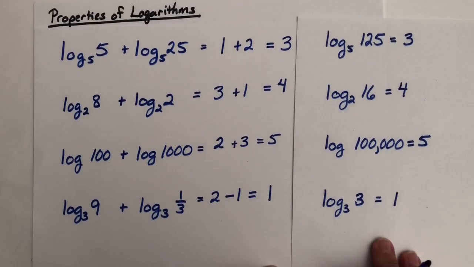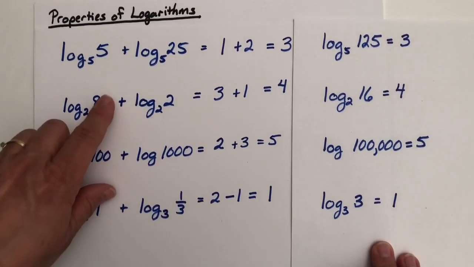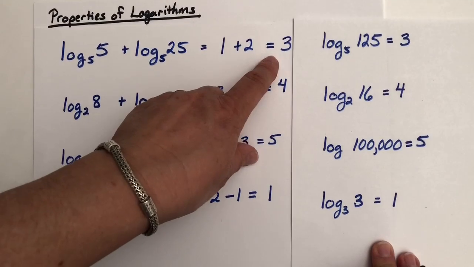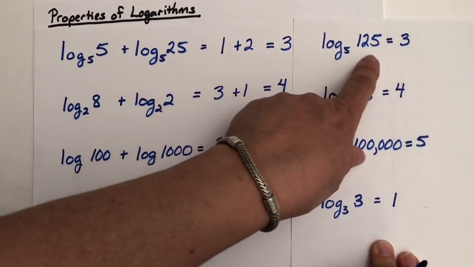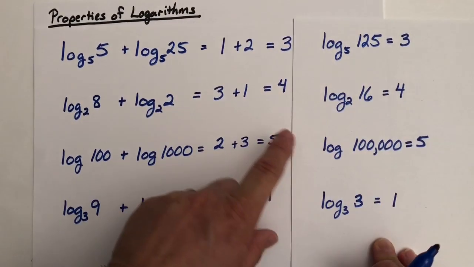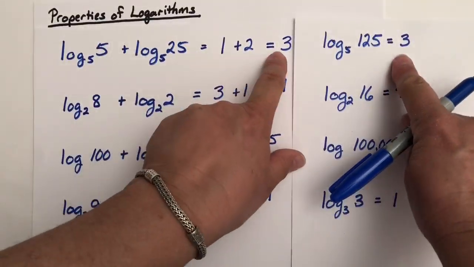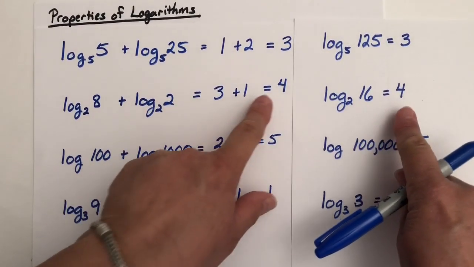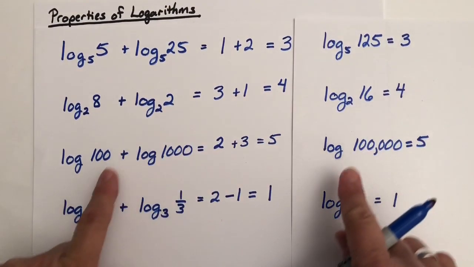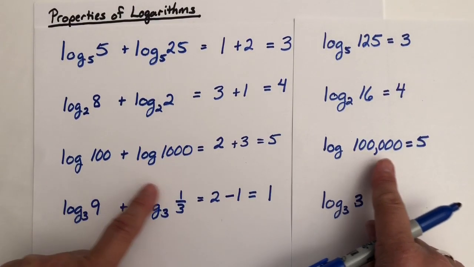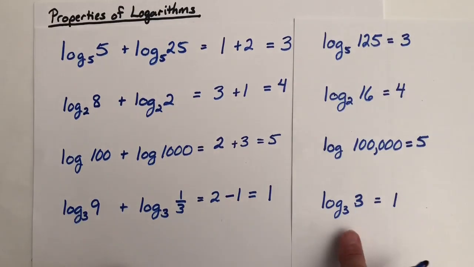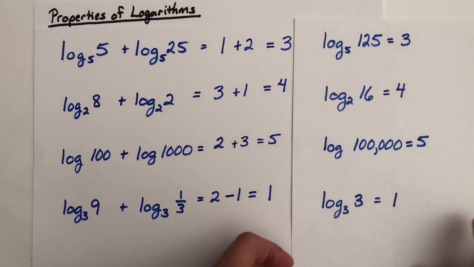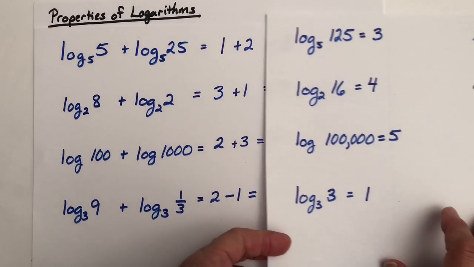I want you to see that we have the log of 5 base 5. The log of 25 base 5 was equal to 3. And the log of 125 was also equal to 3. These two were equal. These two expressions were both equal to 4. These two expressions were both equal to 5. And these two expressions were both equal to 1. Let me slide them a little bit closer so we can see.